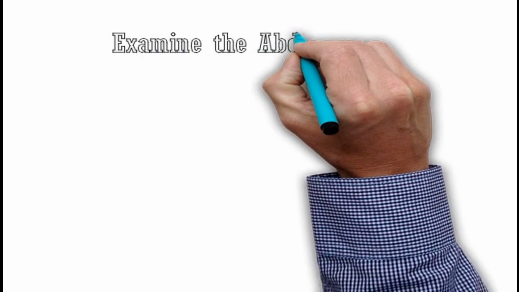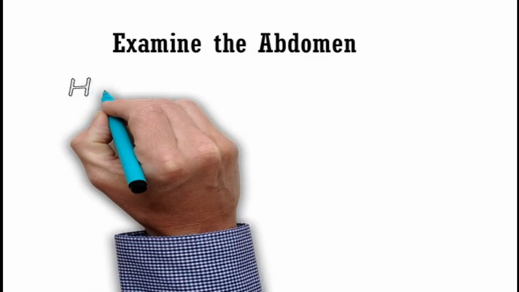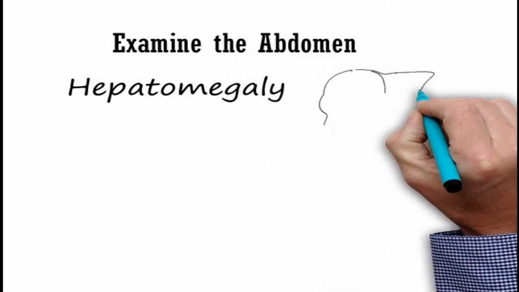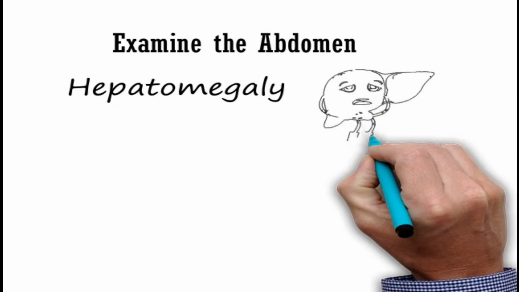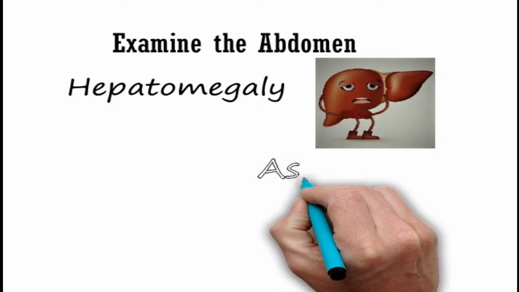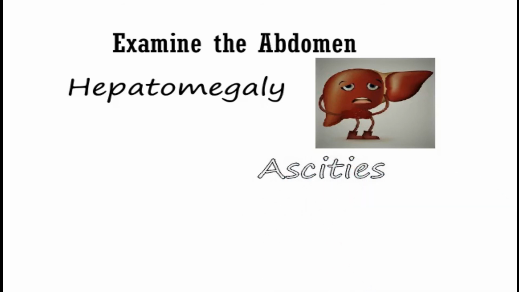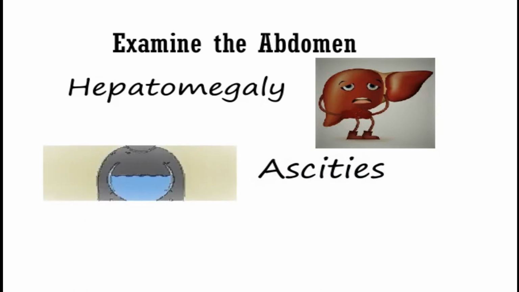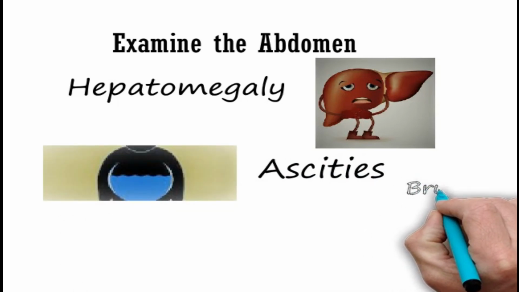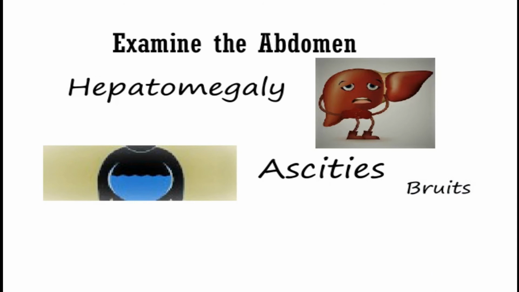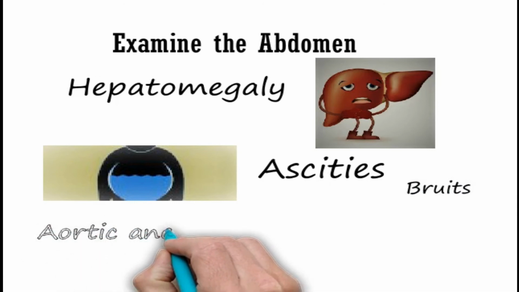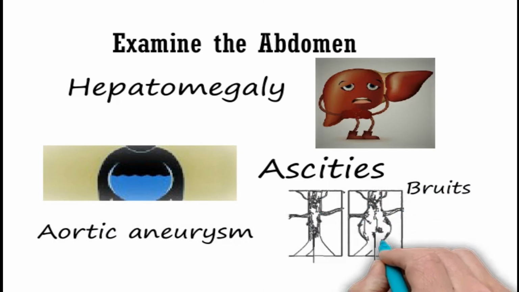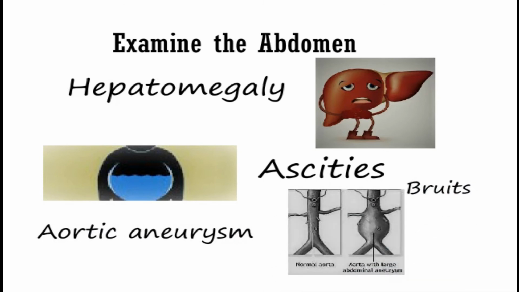Then examine the abdomen for hepatomegaly, which may indicate congestive heart failure, where tender hepatomegaly is present. Search for ascites, which may be present in heart failure. Also you have to search for bruit, and it is very important to search for any signs of aortic aneurysm, such as a palpable or visible pulsatile mass in the abdomen.